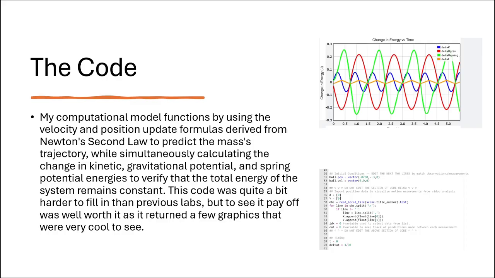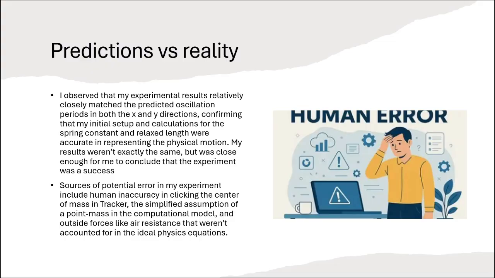All right, looking at the code. My computational model functions by using the velocity and position update formulas derived from Newton's second law to predict the mass's trajectory while simultaneously calculating the change in kinetic, gravitational potential, and spring potential energies to verify that the total energy of the system remains constant. This code was quite a bit harder to fill in than previous labs, but to see it pay off was well worth it, as it returned a few graphics that were very cool to see. The graphs up here were a lot cooler than some of the past ones, so I like this one.